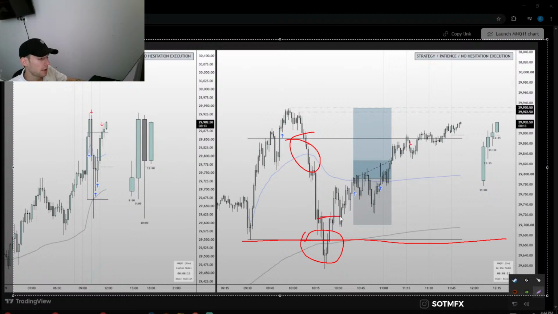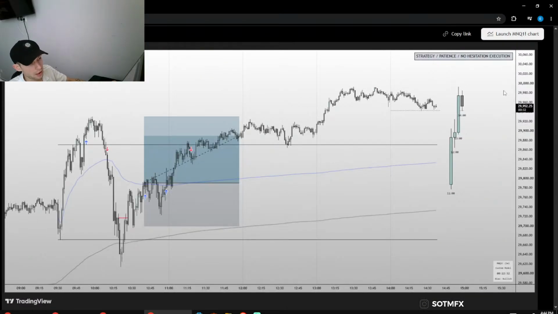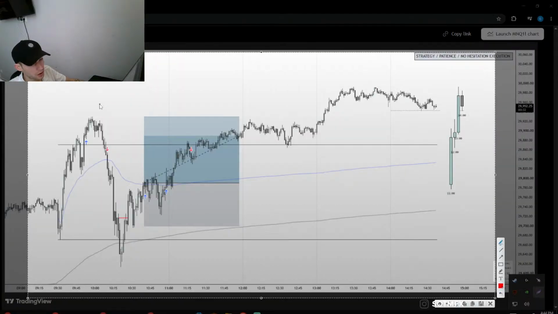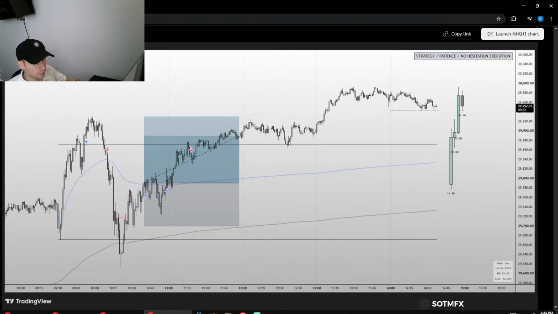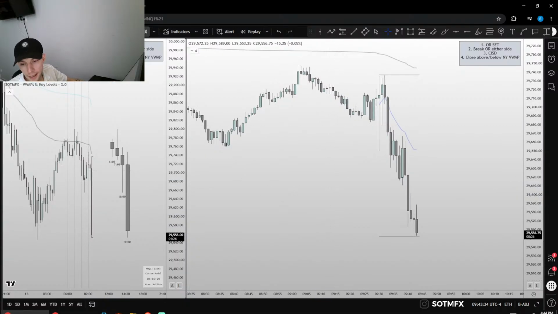Then we had CISD, and after closure above, you can see that price moved higher, and even later in the day, price obviously pushed and swept the liquidity, those equal highs here. So that was pretty much it from me that day.